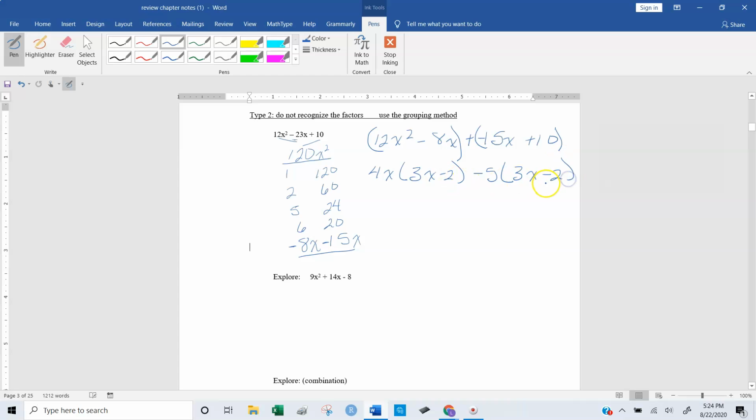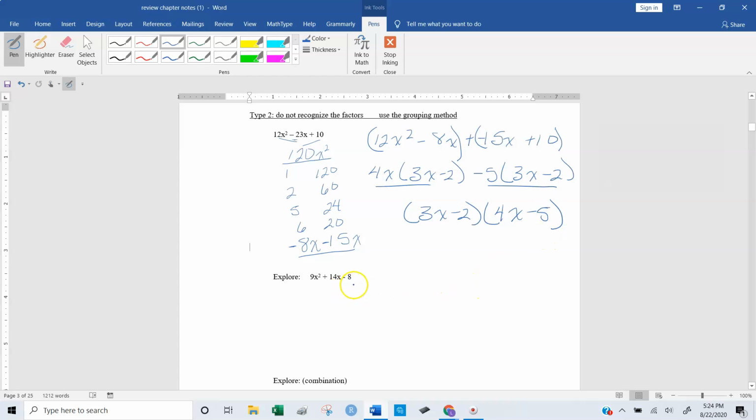Again, now you're down to two things because it's multiplied. What do these two have in common? And the answer is they have the factor of 3x minus 2 in common. So we factor that out, leaving us with 4x minus 5. And now that is factored.